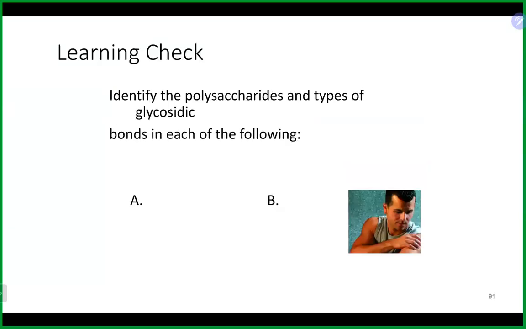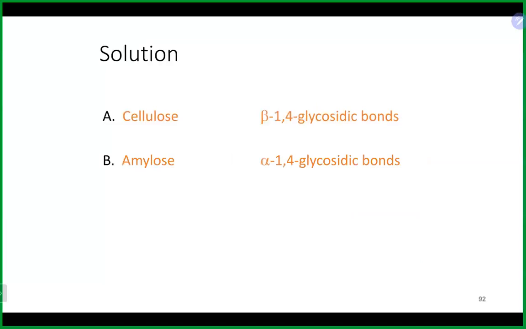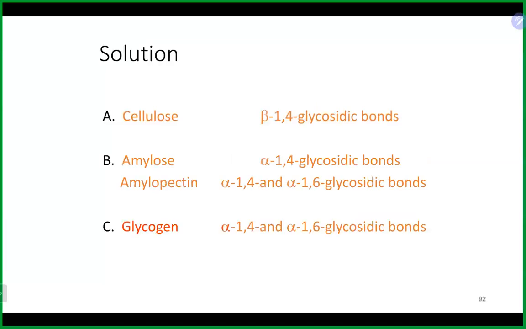Let's take a look at each of these here, identify the polysaccharides and the type of glycosidic bonds that are happening here. For each of those, we have our cellulose, which has our beta 1,4, our amylose, which is alpha 1,4, amylopectin, which has the alpha 1,4 and the alpha 1,6, and our glycogen, which also has the same thing as amylopectin. The difference is it's much more highly branched with our glycogen in this case. Any questions on that there?